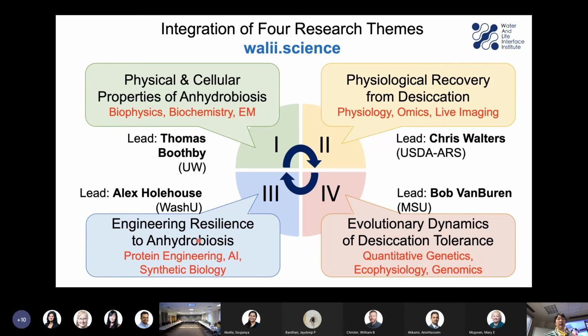Another theme is to engineer resilience to anhydrobiosis by looking at protein structures and amino acid compositions, and using AI and synthetic biology. We're going to ask what properties of proteins will allow cells and molecules to withstand desiccation. Finally, we're looking at the evolutionary dynamics of desiccation tolerance by comparing sensitive to tolerant pairs of organisms, or looking at ecotypes across species using quantitative genetics, ecophysiology, and genomics approaches.